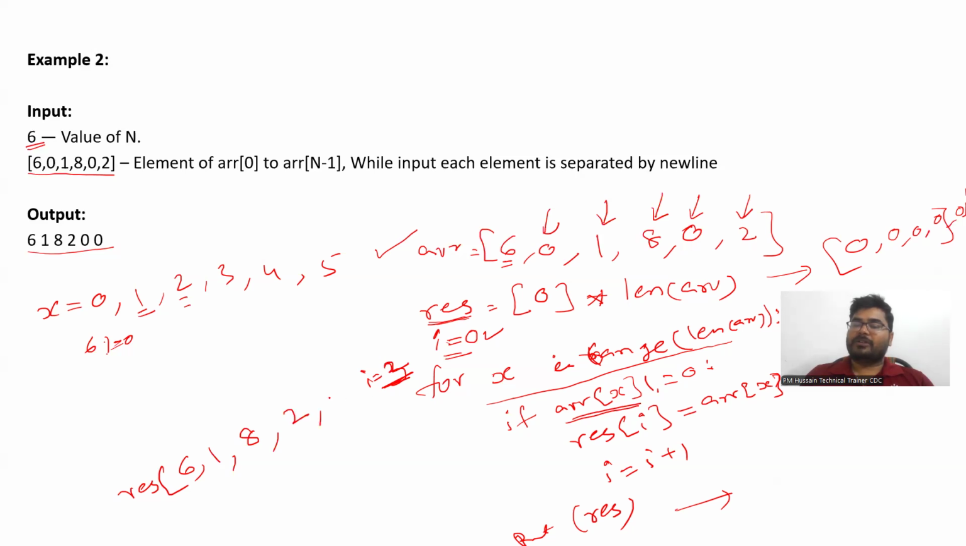2 will be added. Now the resultant array will be having all zeros, the remaining zeros will be there. So now this is the final output that you will get, which is the resultant array. You need to return that resultant array. Okay.